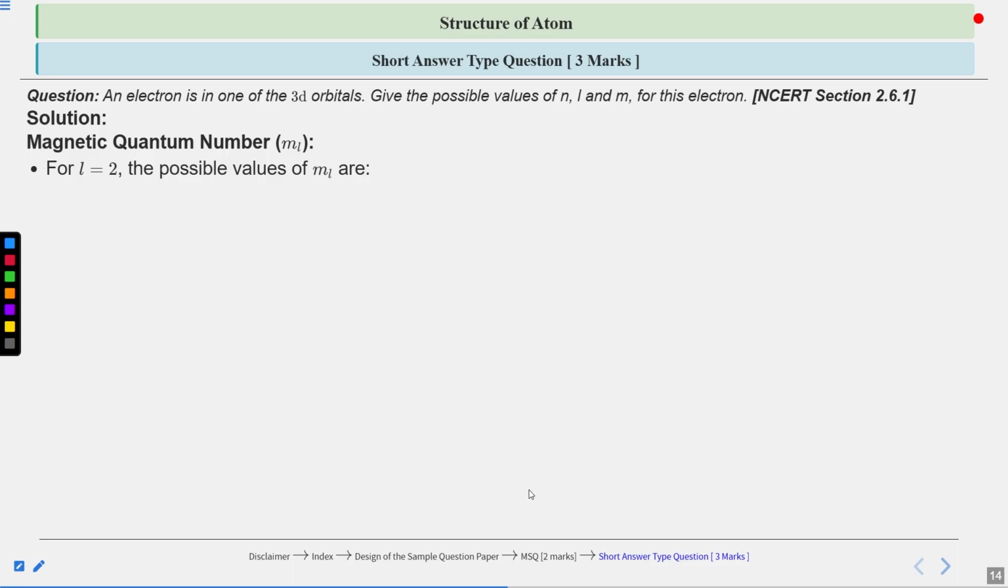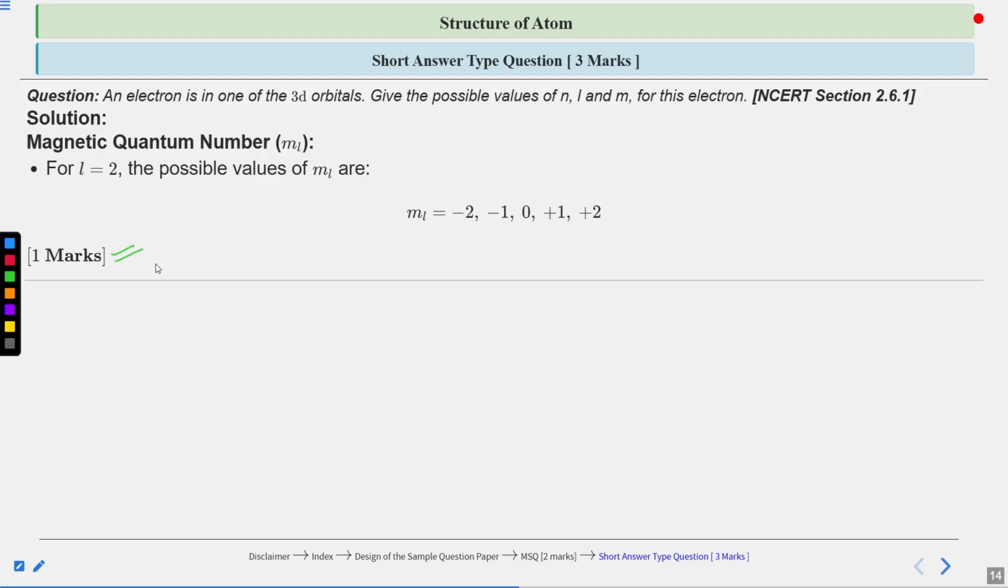Now coming on to the possible values of ml. What was the formula for that? You start from minus l and move to plus l. So starting from -2, we'll move to +2, which will give you 5 values: -2, -1, 0, +1 and +2. So this will give you your remaining 1 mark, and that completes your 3 marks question. I guess it is clear to all of you.